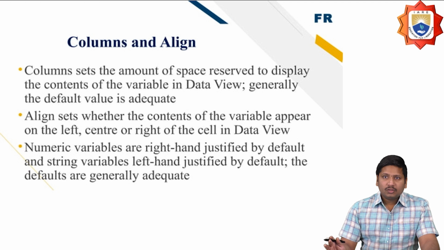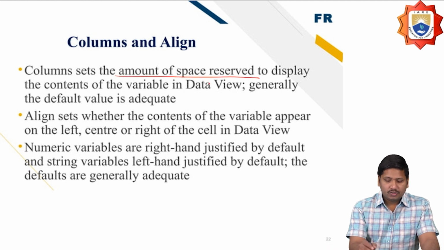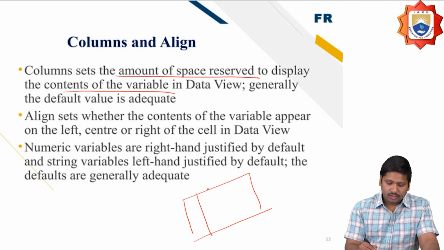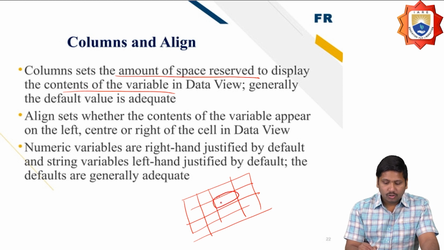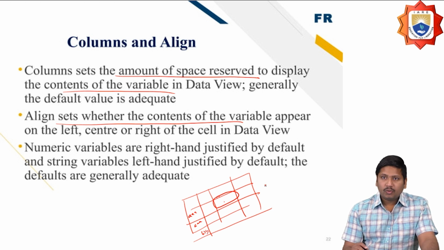So the columns set the amount of required space reserved to display the contents of the variable in the data view. While defining the data view itself, the space between the variables is also clearly specified, whether it should be properly displayed or not. Everything should be identified. The alignment settings could also be considered by the variable, whether it should appear left, middle, or right. So that alignment should also be considered. And numerical variables are right-hand justified, which is generally adequate.